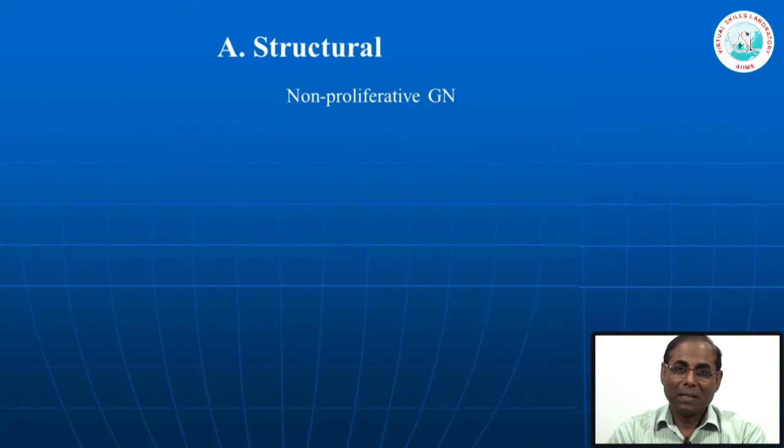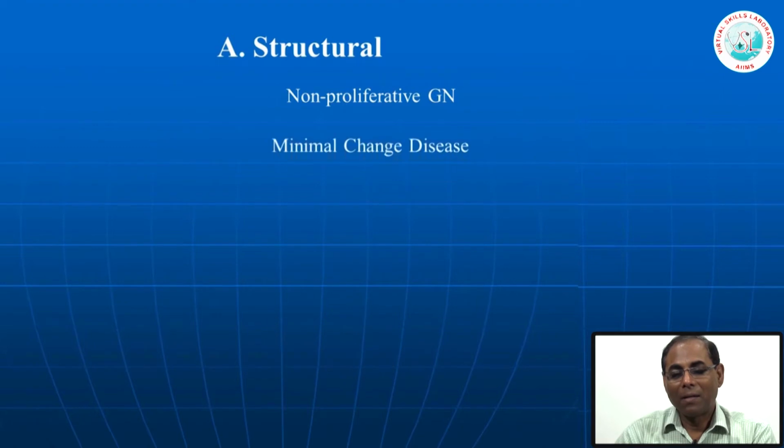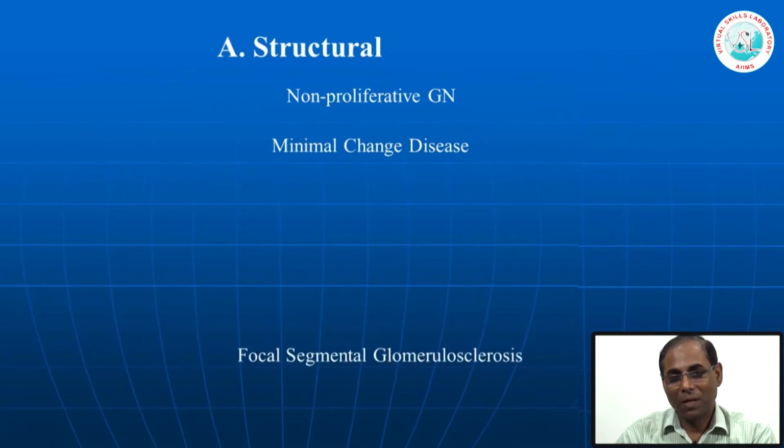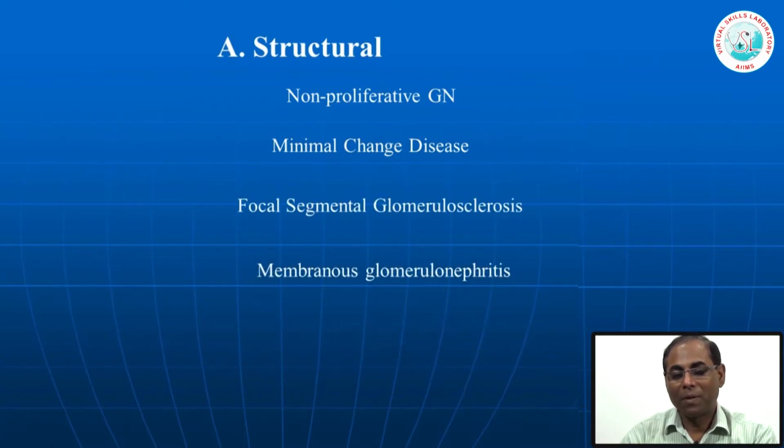Now, as I told you, from the glomerulus point of view, we can classify the different types of glomerulonephritis on the basis of structural abnormality. So, for that, first we can see what the non-proliferative glomerulonephritis are. That means here there is no proliferation of any component of the glomerular cells, but at the same time there is abnormality of their structure and function, which leads to these different clinical presentations. Under the non-proliferative glomerulonephritis, the main types are minimal change disease, focal segmental glomerulosclerosis and membranous glomerulonephritis. So, first we will see what happens in these three conditions.